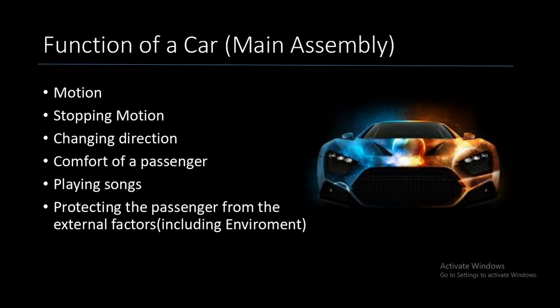What is the function of a car? Motion is done by your wheels, stopping of motion is done by your brakes, changing direction is done by your steering wheel, and comfort of a passenger is provided by the leaf spring or MacPherson strut. Playing songs is done by your auxiliary system. Protecting the passenger from the external environment: why am I including the environment? Let's take an example. You are going in the car and you get caught in rain or anything else, and the car protects you from the external environment.